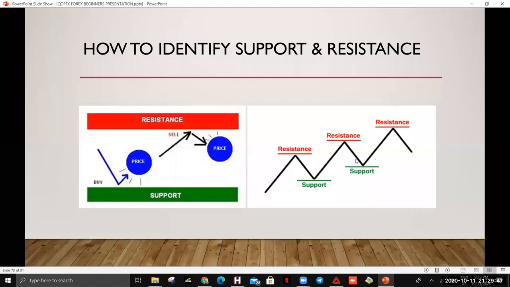So every fall is a time for you to buy again. But you need price action to tell you when the market has stopped falling, so you can buy. I'm going to explain all that in another section.